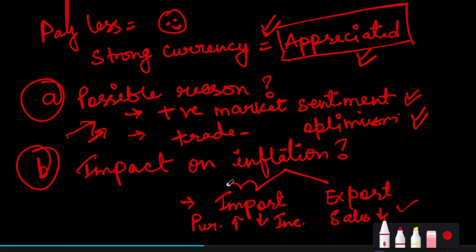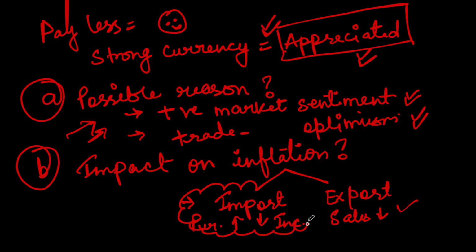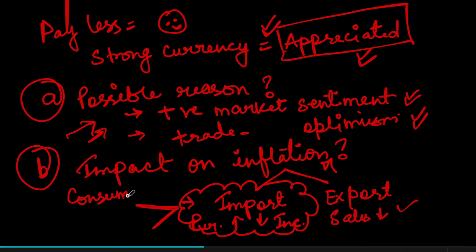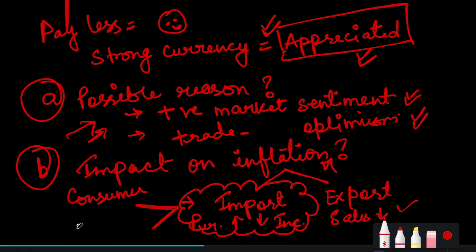Now we will connect this import and export to inflation. What all do we import? We import consumer goods. Consumer goods are the goods which are consumed directly by the consumer, and we import producer goods. Okay, so now think about it.